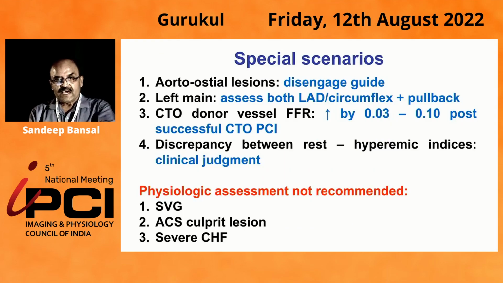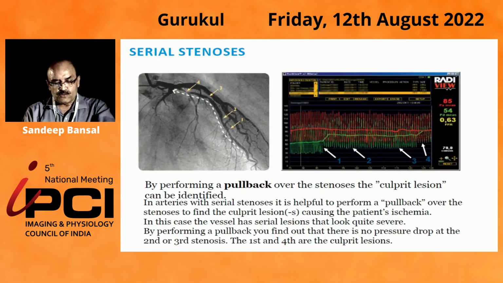There are special scenarios. If you have a typical aorto-osteal lesion, we need to disengage the guiding catheter. If it is a left main lesion, then we need to measure the pullback from both the circumflex and the LAD. And if there is a discrepancy between the rest and hyperemic gradients, you've got to make the clinical judgment. The scenarios where it is not really recommended are acute coronary syndromes. We are all aware of that. Saphenous vein grafts, again, it has not been found to be very useful.